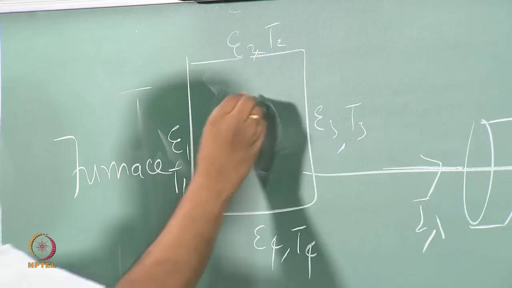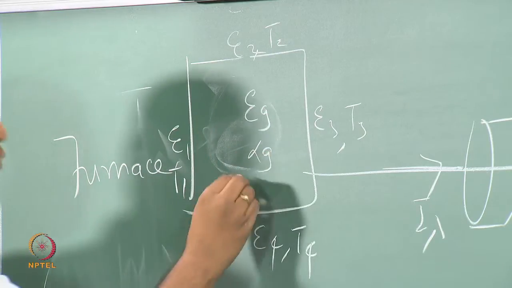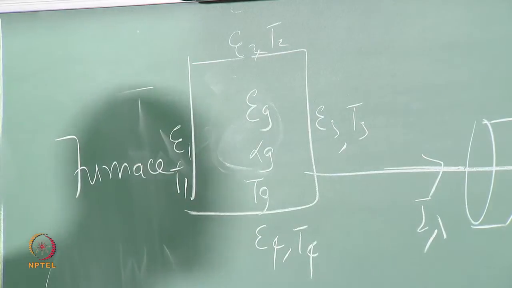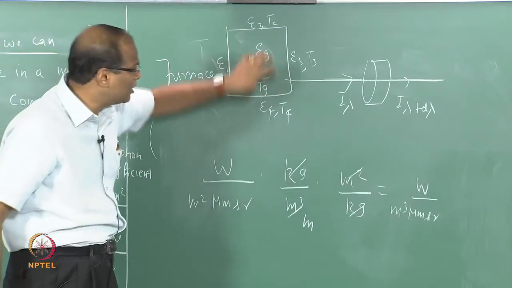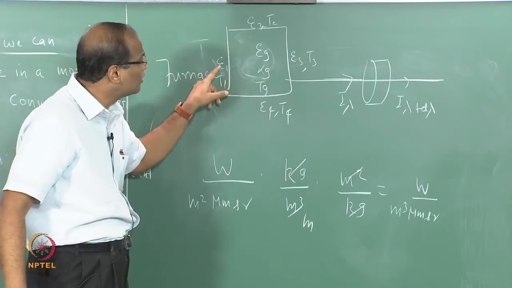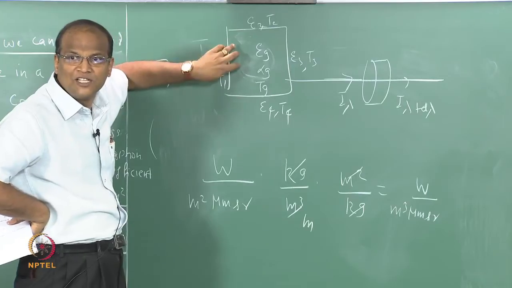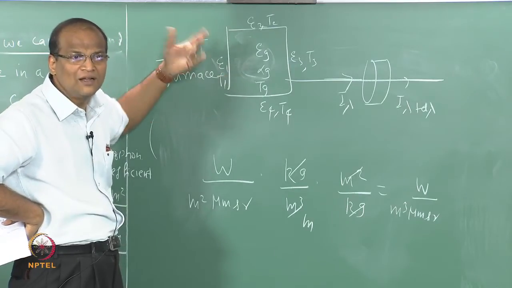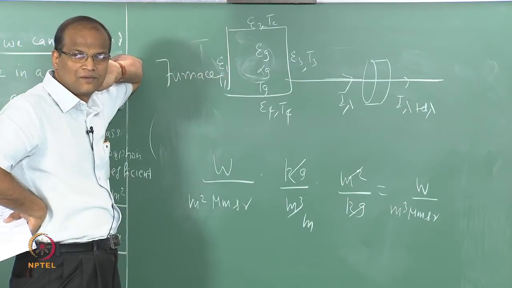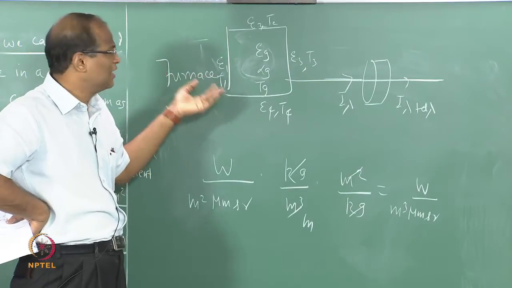There is a gas which has an emissivity, an absorptivity, and a temperature of Tg. Then dI lambda by dS, all these are applicable here. Then there is radiation from here to here, here to here, here to here, for which the view factor, solid angle, all these things will have to be considered. Therefore, this contains both surface radiation and gas radiation. So this will become an integral equation.